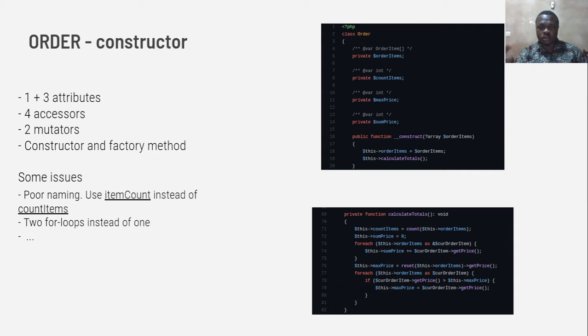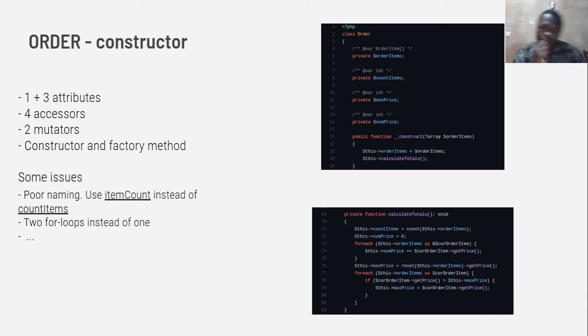So let's go to the second class. We have a class with 1 plus 3 attributes. What I mean by that is we have a main attribute, the Order Item, and 3 other attributes that are sort of metadata of the first one mentioned above. We have 4 accessor methods, 4 getters, then we have 2 mutators, I think the add item and remove item. We have a constructor and a factory method here, which is calculate totals.